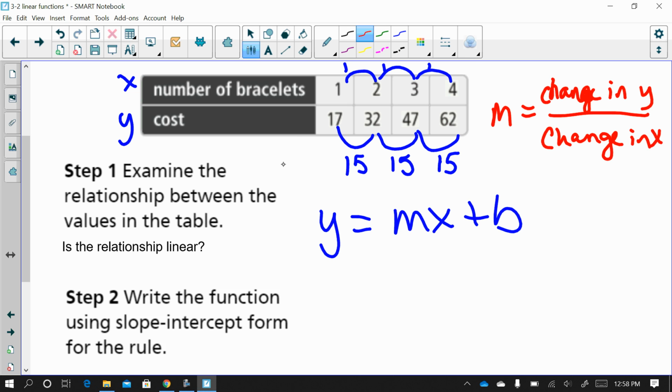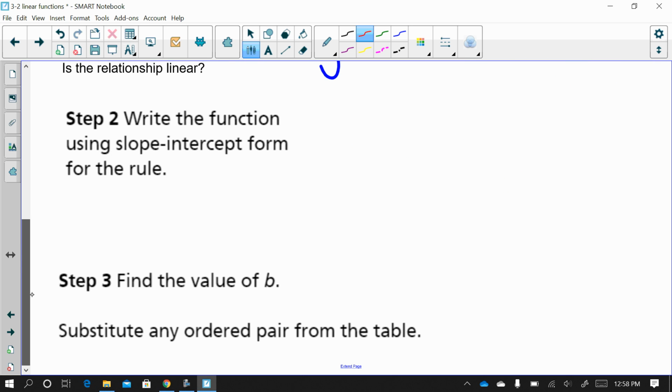Right here is your change in y. Okay, see how every y changed by 15? Right here is your change in x. So my slope is just 15. So I already know what m is. Oh, that was pretty easy. Okay, now I just gotta find b.